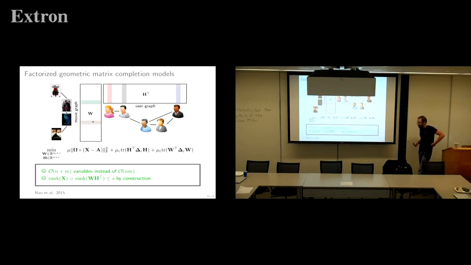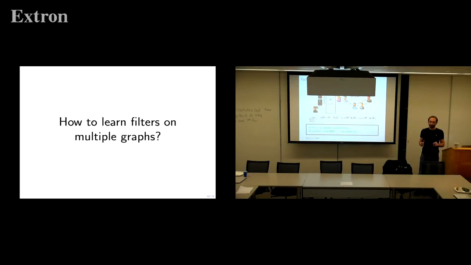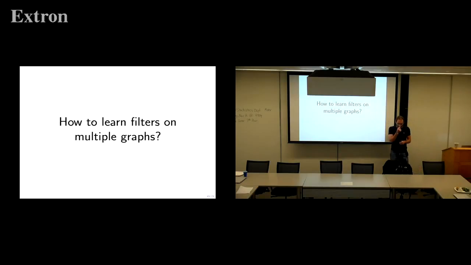Now, if we look at this idea, smoothness you can think of as some kind of low pass filter, right? It assumes that the signal varies slowly across the graph. Now, nobody said that that's a good model for how the signal behaves on the graph, right? So basically, can we do something better? Can we learn optimal filters instead of assuming that it's simply smooth? And this brings us to the point of how to extend what we've seen before to multiple graphs.